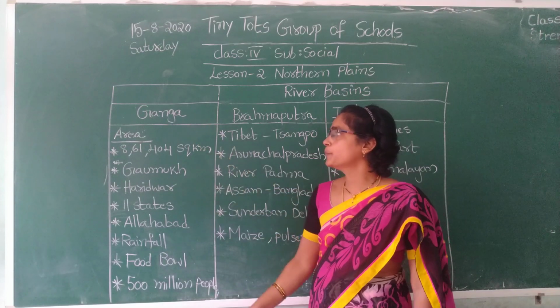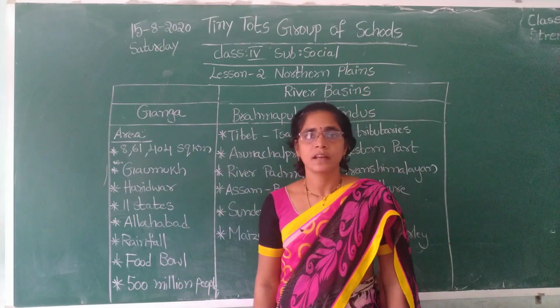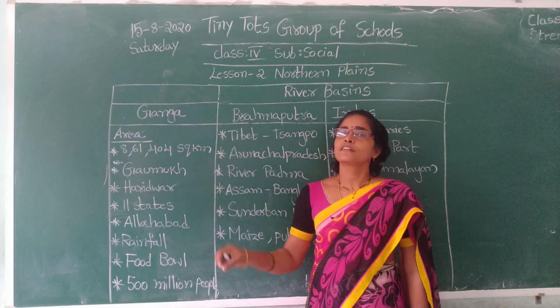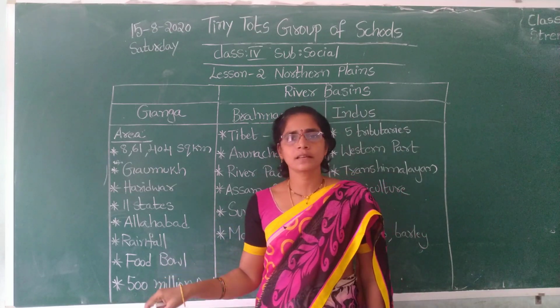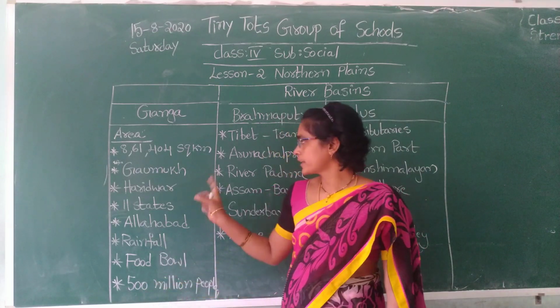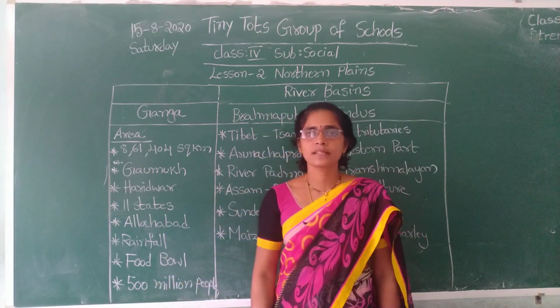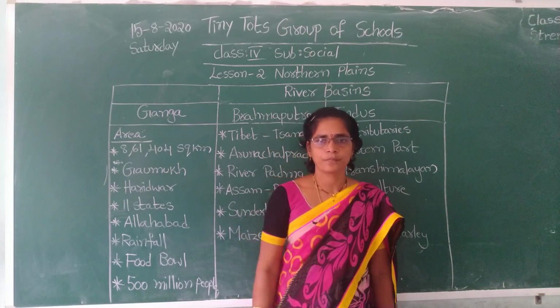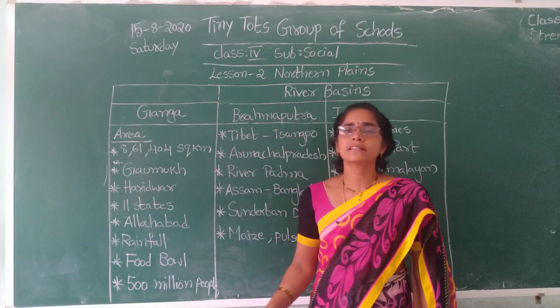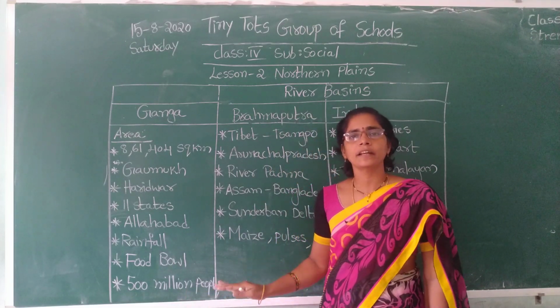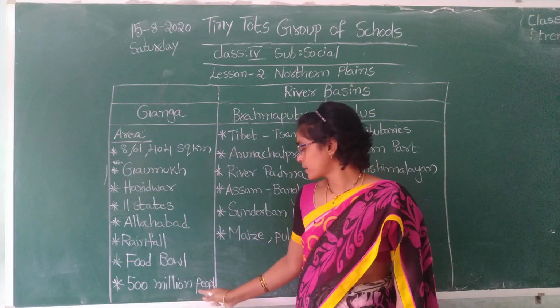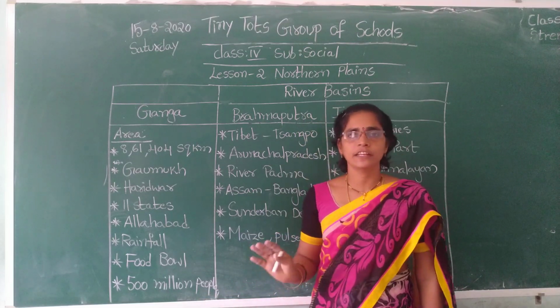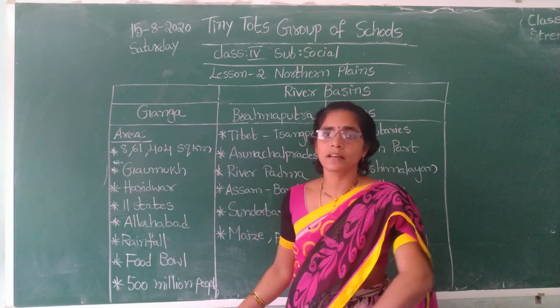So these are the 3 points about Ganga river basin. It is situated near the foothills of the Himalayas. Second, it is also called the food bowl of India and the granary of India. And third, it is the most densely populated part of India. Nearly 500 million people are living here. This is about the Ganga river basin.